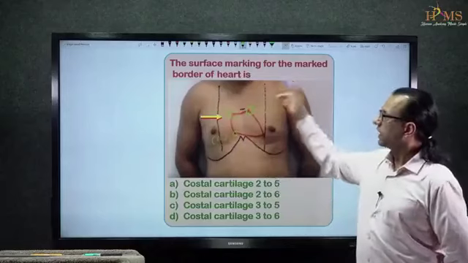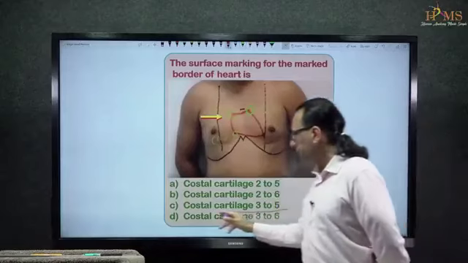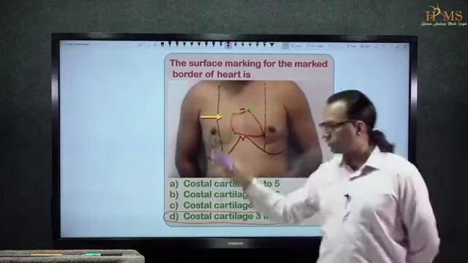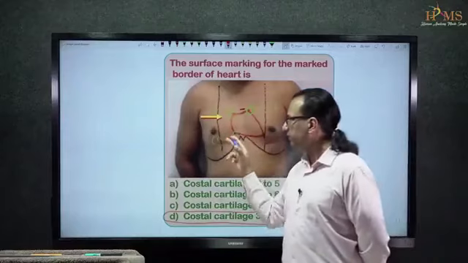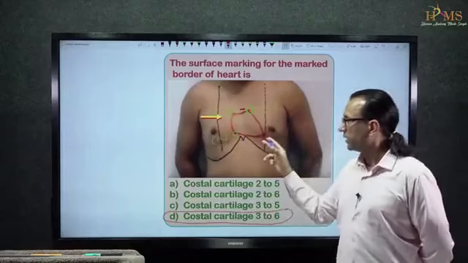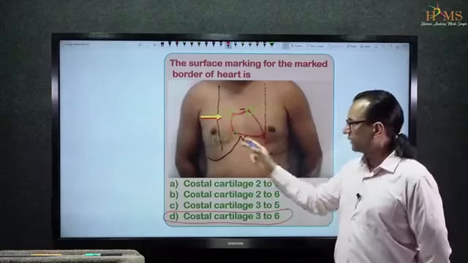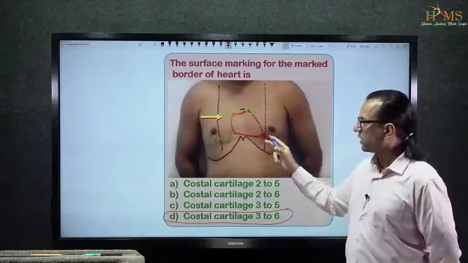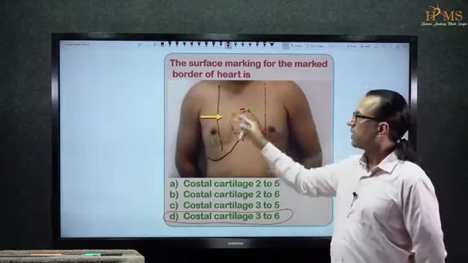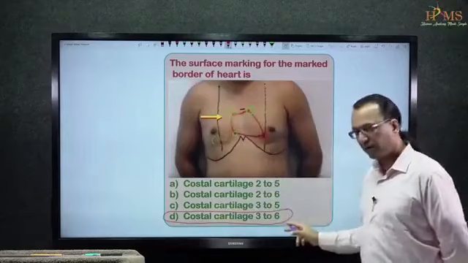That's what the examiner is asking, this arrow mark, and that will be costal cartilage number 3 to 6, the right border of the heart. If it comes to the inferior border, you can go from costal cartilage number 6 to the mid-clavicular line, slightly medial to it. That is where we have the cardiac apex, or intercostal space number 5. If you connect these 2 points, then you get the left border of the heart. So, the arrow mark is for the right border. You should say costal cartilage number 3 to costal cartilage number 6 should be our answer.